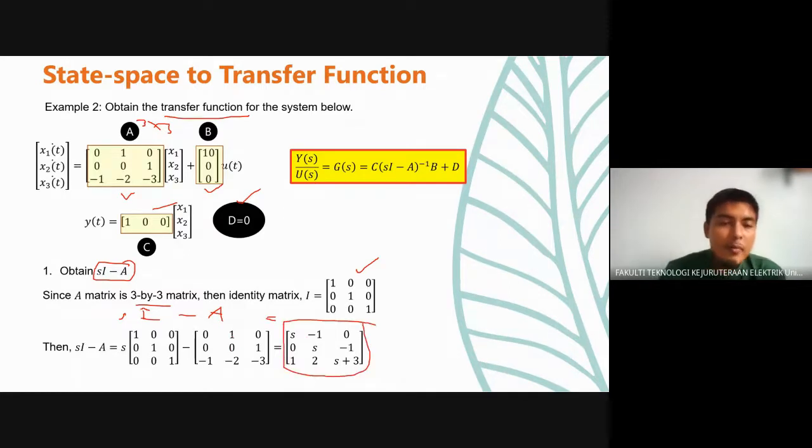I just want to remind you, please be careful when you do the sI minus A, because most of the students forget to put the negative sign here. Because 0 minus 1 becomes negative 1. If they do not do it carefully, sometimes they forget to put the negative sign. So you really need to be careful throughout this process. Do it carefully. Okay, done. You got sI minus A.